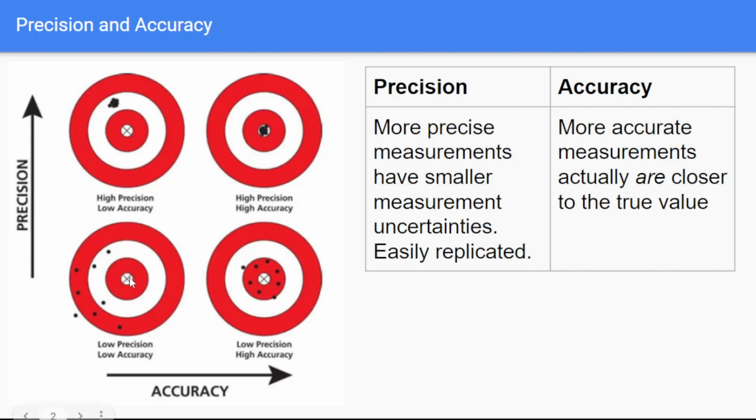Over here, it's low accuracy because we did not hit the bullseye, but it's low precision as well because the shots were not clustered. They were not easily replicated. Over here, low precision because we did not replicate the shots very well, but it's kind of accurate because we're close to the bullseye, and maybe because of the precision, we didn't hit the bullseye.